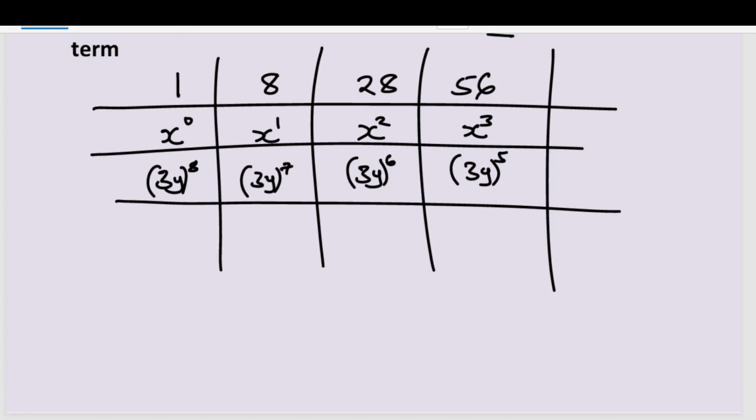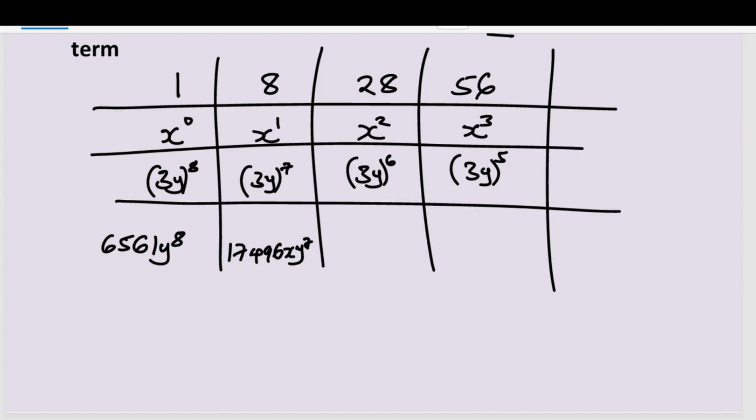So 1 times x power 0, x power 0 is 1, and then what is 3y raised to power 8? We need to get 3 raised to power 8, which is 6561, so 6561 y power 8. Then the next is 8 times x, which is 8x, and then we should get 3 raised to power 7. 3 raised to power 7 is 2187. We multiply that by 8, it gives us 17496 x y power 7.